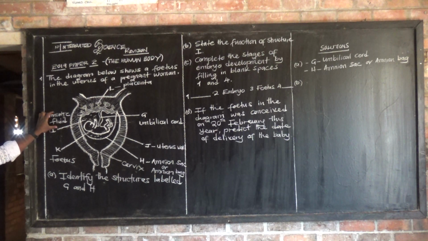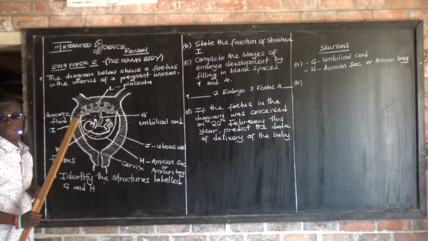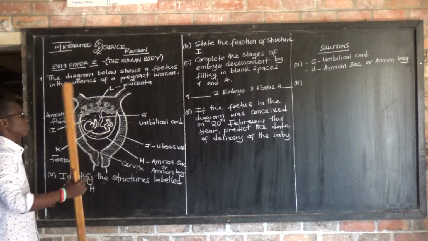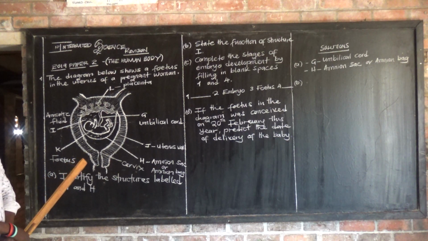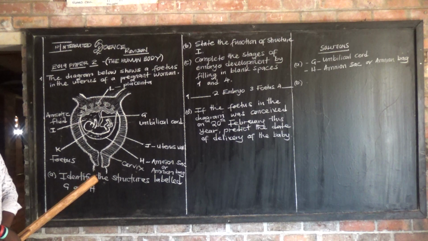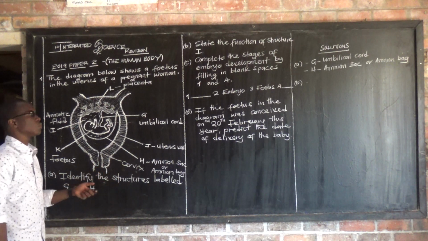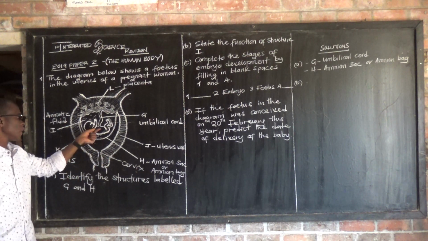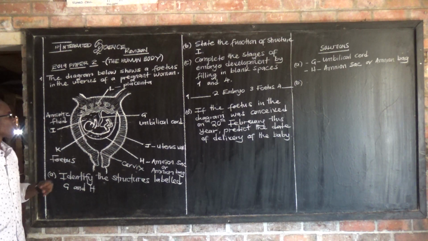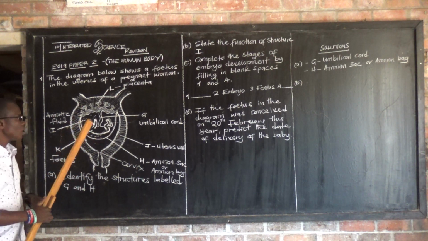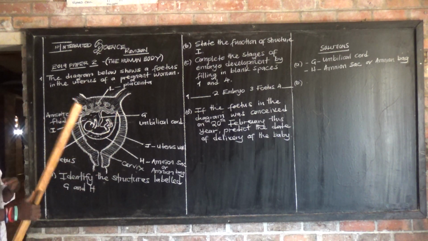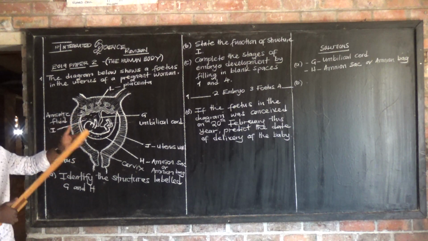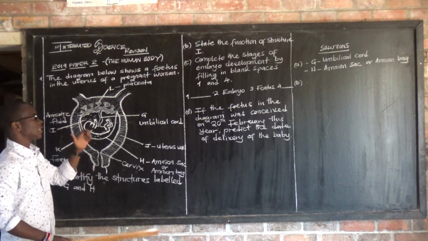Not only the amniotic fluid, you are supposed to know the functions of all these parts. For the sake of revision, let us go through the functions of some parts, like the placenta. The placenta supplies nutrients and oxygen to the fetus. Number two, gaseous exchange between the mother's blood and the fetus blood takes place in the placenta.